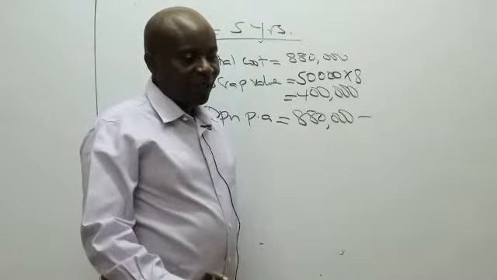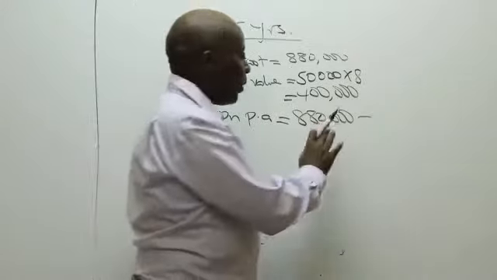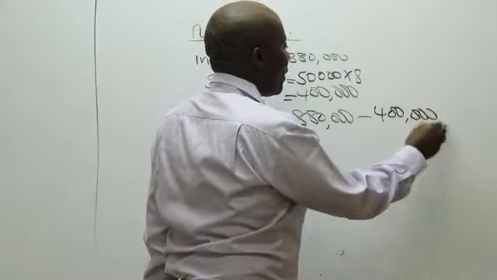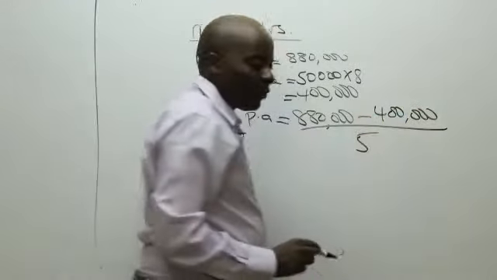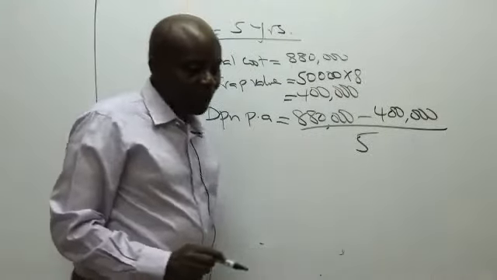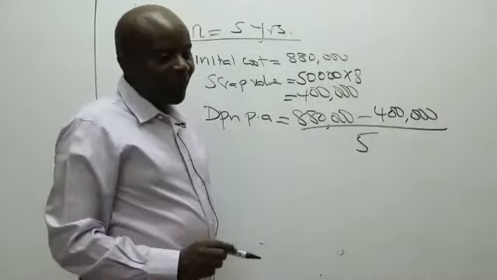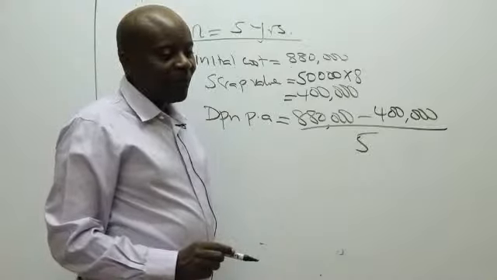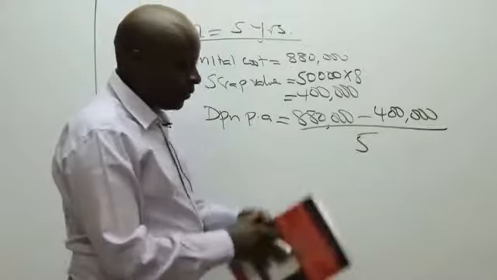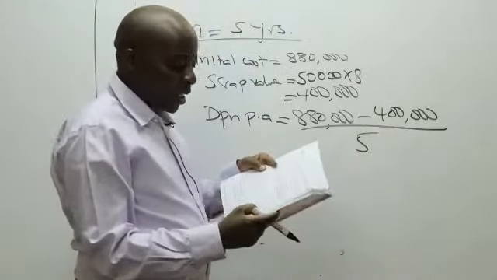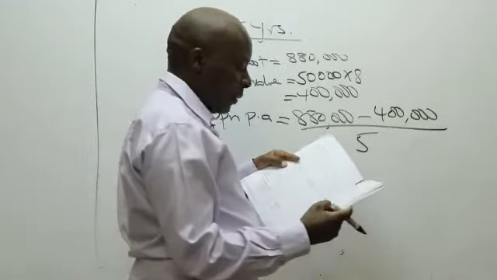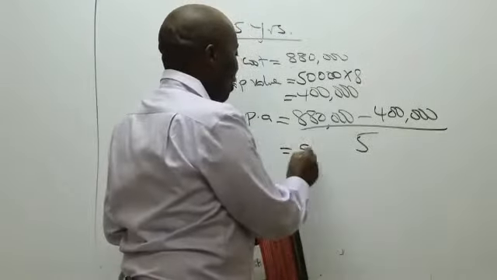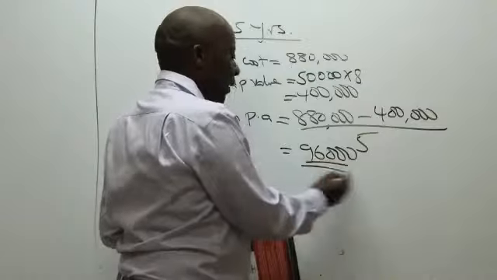Correct. So then the depreciation per annum will be 880,000 minus the scrap value of 400,000 divided by the useful life, which is 5. So could you kindly give me the depreciation per annum? Somebody is giving me a figure of 96,000. Thank you very much. So this is 96,000.